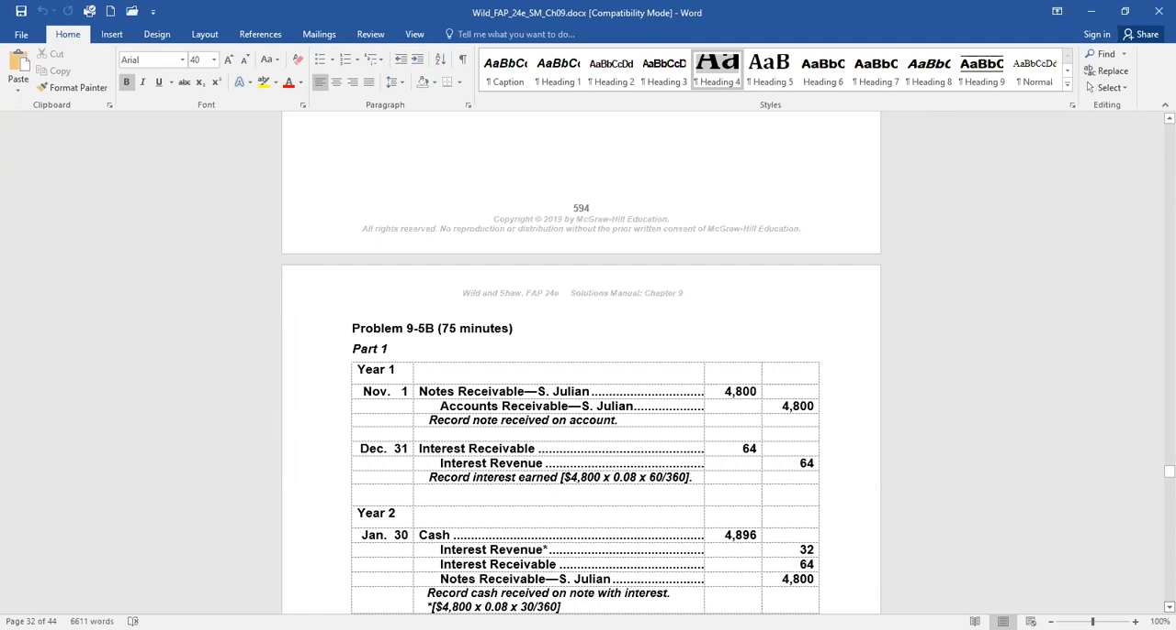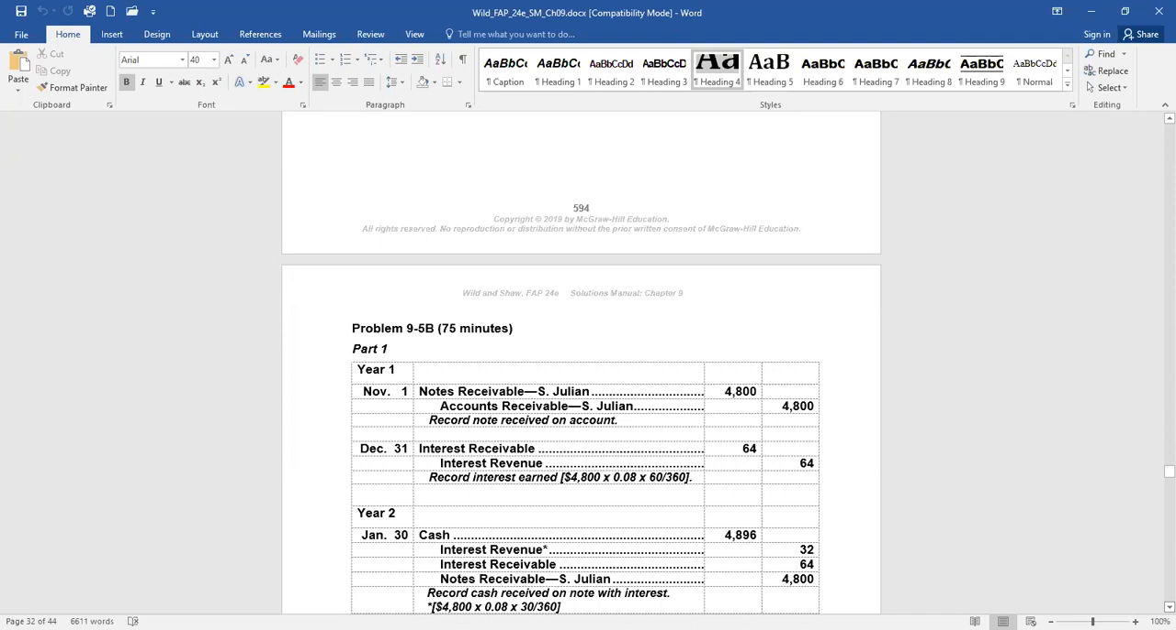Since we're using 360, assuming 30-day months, I just want to go back to December 31st. If you're sitting there going, isn't there 31 days in December? Shouldn't it be 61 days of interest? No, only 60. It's 30-day months, okay? So November would have 30 days, December would have 30 days, and then January would have 30 days, and the note is due on January 30th. So $96 is the total amount of interest, 4,800 times 8% times 90 over 360.